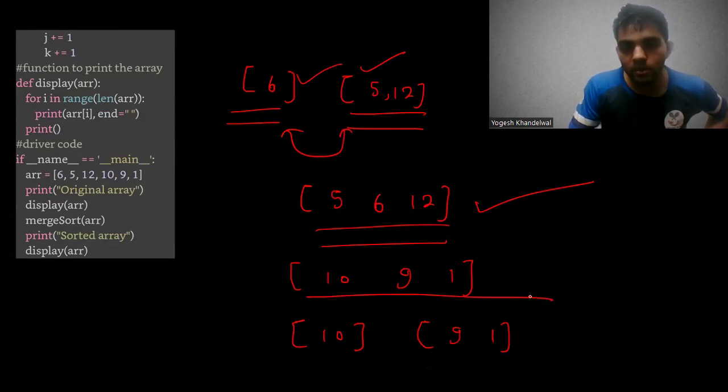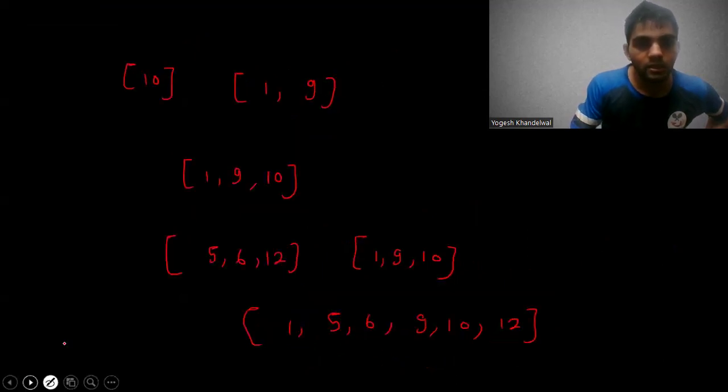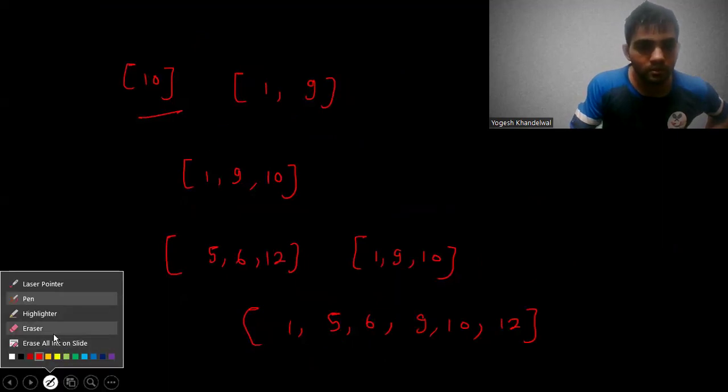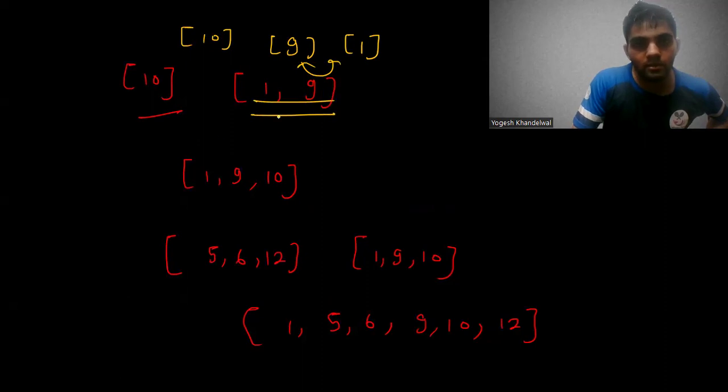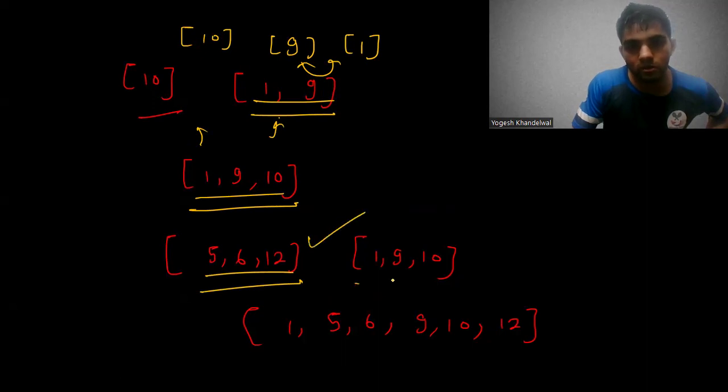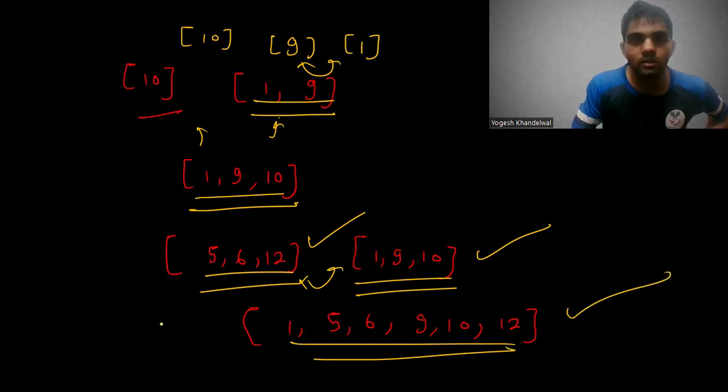And the same we can do for the right, like 10 9 1. First we divide into 10 and 9 1, then we divide like this, 10, and here 9 1 will become like this. Then we merge these two, so it will become 1 9. Then we merge this with this, it will become 1 9 10. We have the left also in sorted manner, and this is also in sorted manner. Then we combine these two, and it will become the final sorted array. So in this way it is working.